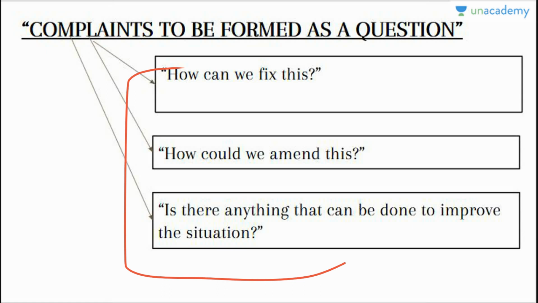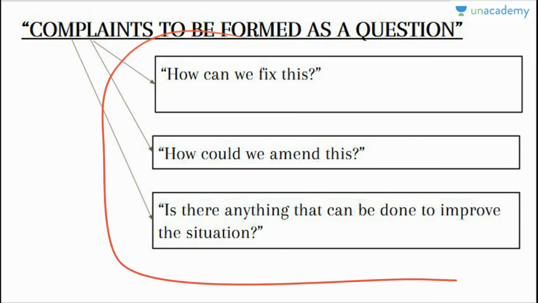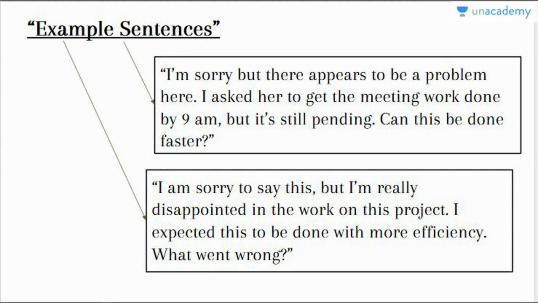So the questions that you could ask are, how we can fix this, how can we amend this, how could we amend this, is there anything that can be done to improve the situation. So all of these are really polite, so you could easily use them in formal conversations. Okay, now we have the example sentences. The first one is, please just focus here. I'm sorry, but there appears to be a problem here. I asked her to get the meeting work done by 9 a.m., but it is still pending. Can this be done faster?